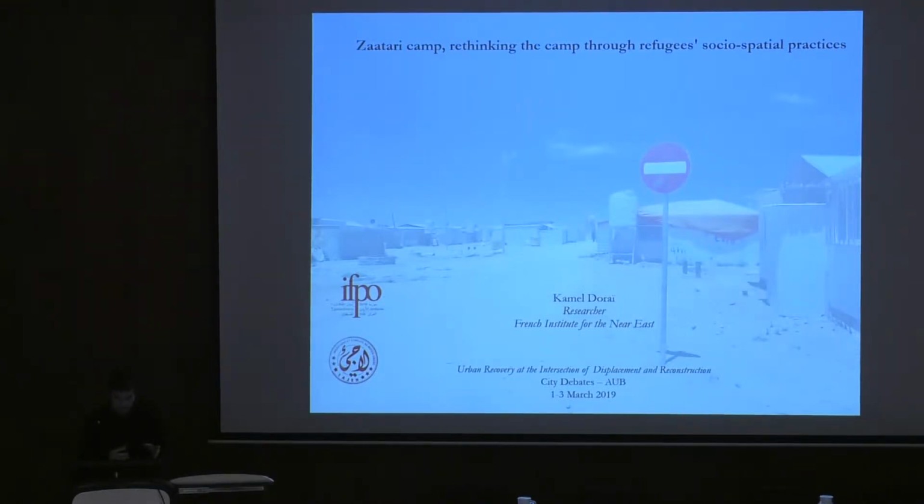From a morphological point of view, the camps are similar to most of the informal settlements of the main cities in the Middle East. But new forms of socio-spatial practices emerge in the camp, combining a reconstruction of home abroad with constraints linked to camp management. This presentation is based on a three-year research in Zaatari when I was based at the French Institute in Amman. It's a collective work that we did with a team of architects and other social scientists.